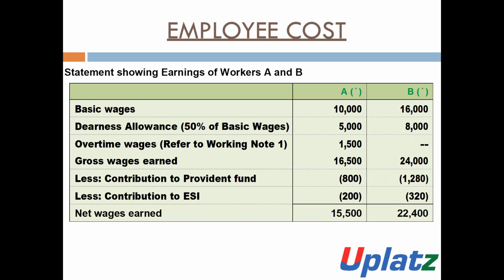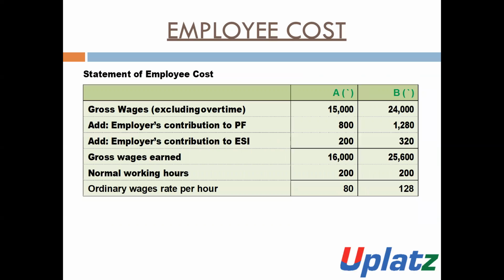Then the net basis earned by Mr. A and Mr. B is 15,500 and 22,400. This is the total earning of worker A and worker B. So on the basis of this chart, now we can understand how to calculate the total earning of the workers. And now we will prepare a statement of employee cost.